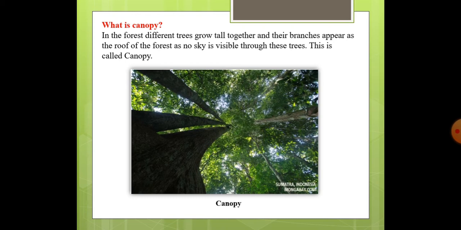So you can understand which type of canopy is present in a forest. If it is dense, the canopy will be very good. If it has sparsely distributed trees, the canopy will be sparsely distributed. Much of the light will be coming inside.